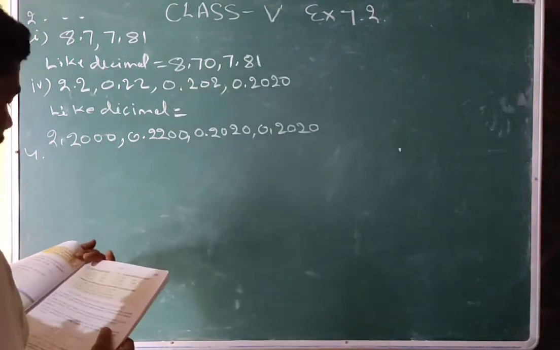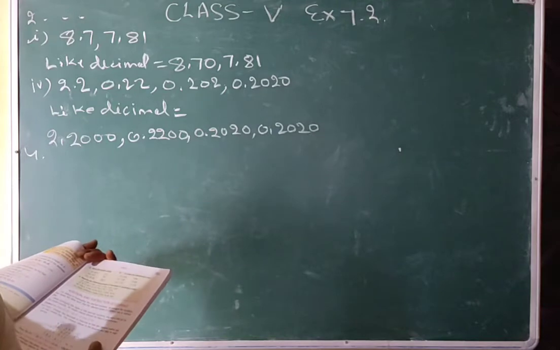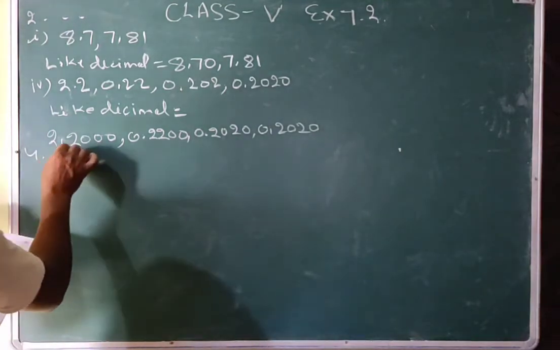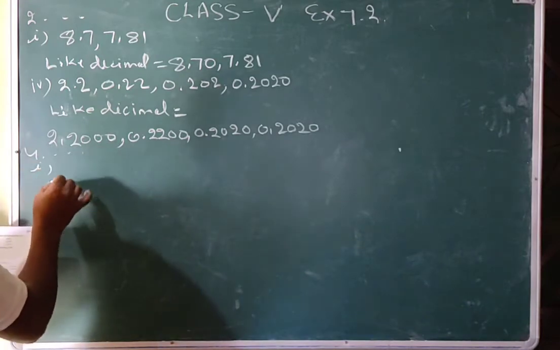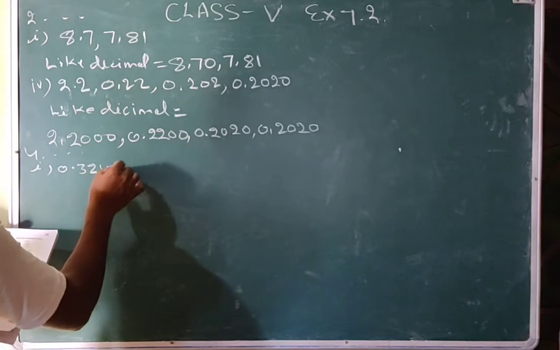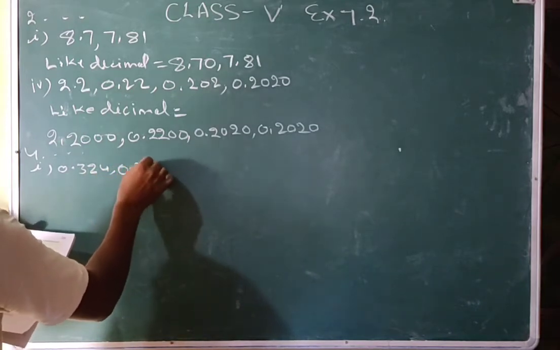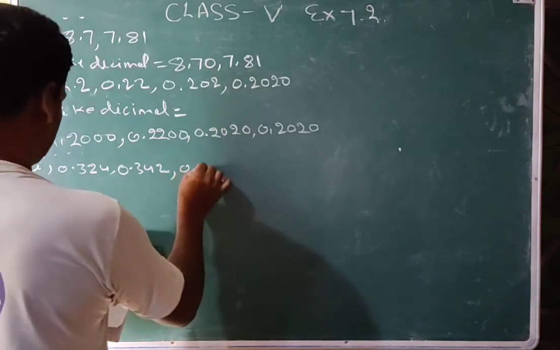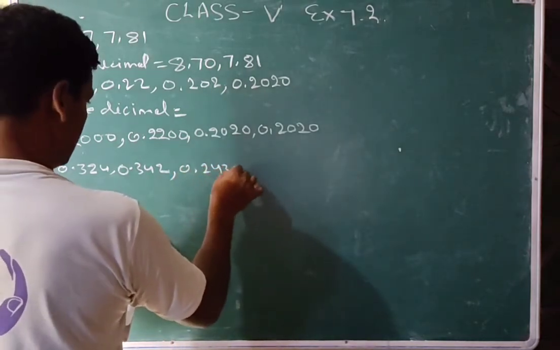And then the fourth question: rewrite the following group of decimals in ascending order. Ascending order, do you know what ascending order is? Ascending order means, first of all you will write the greater number, then after that, and at last you will write the smallest number. That is a descending order.